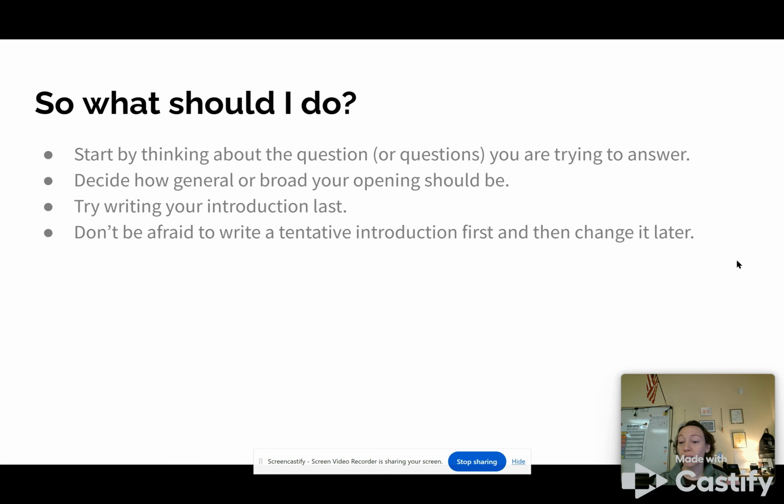And don't be afraid to write something tentative that might change later. There's nothing wrong with that at all. Don't be afraid of that. Nothing that we write has to be absolutely set in stone until you hit that final submit button.